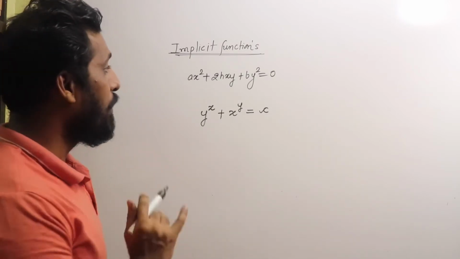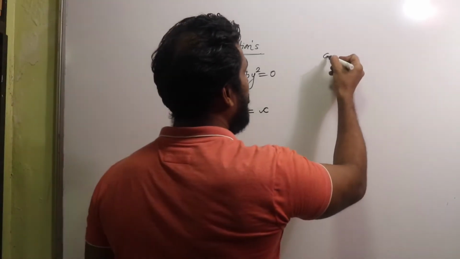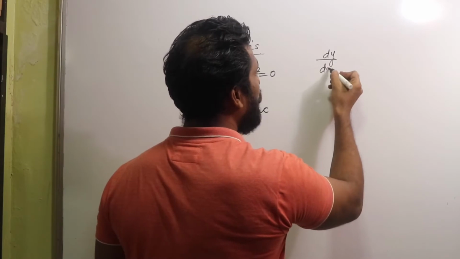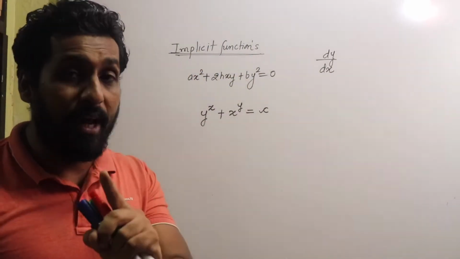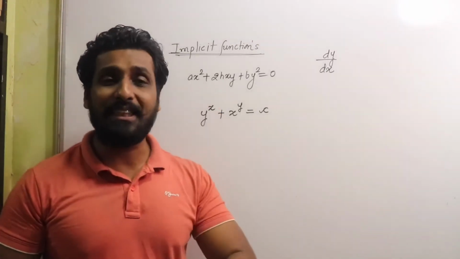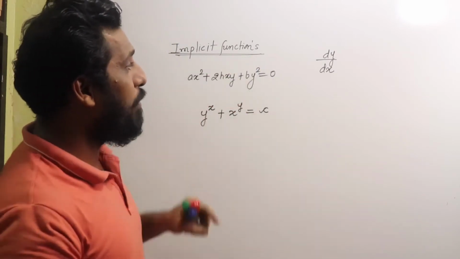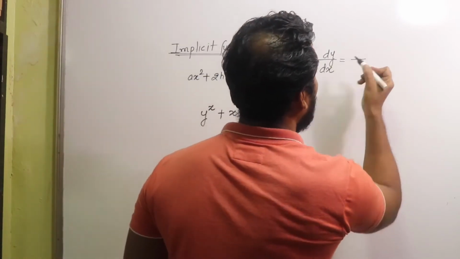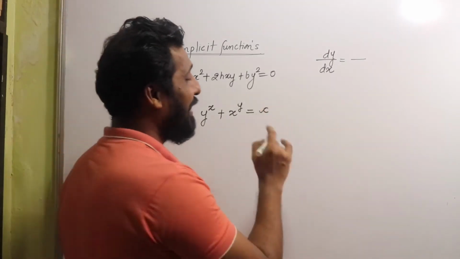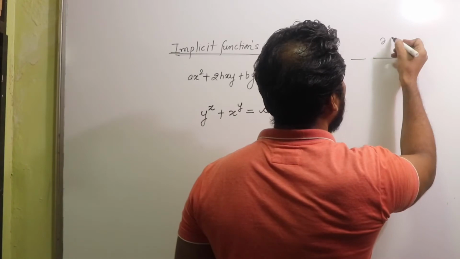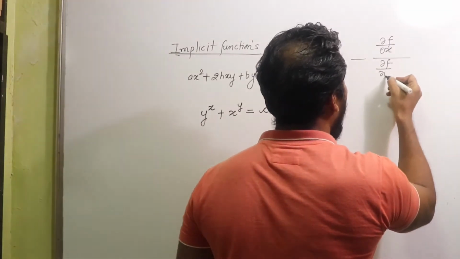What is the shortcut technique? For such functions, if I want to get dy by dx, learn this and learn this well. I'm going to write a formula, memorize it, and also understand what terms are involved and what they mean. So dy by dx is given by a negative sign at the beginning, minus, and then dou f by dou x and dou f by dou y.